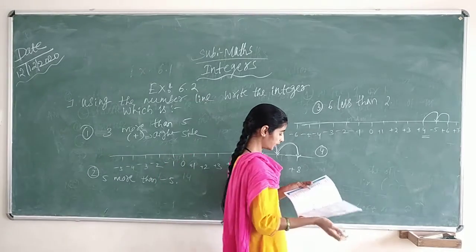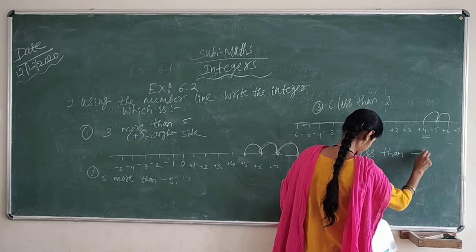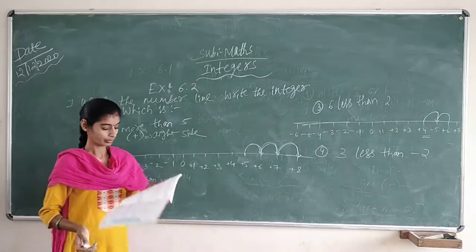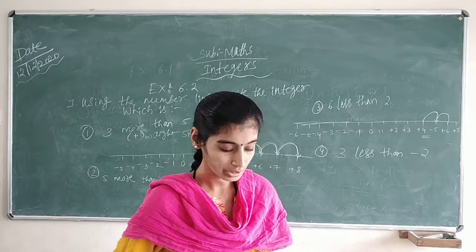Okay. Then the last, 3 less than -2. These two you have to try on your own. Okay, I hope you all will do, children. Shall we move to the next bit?